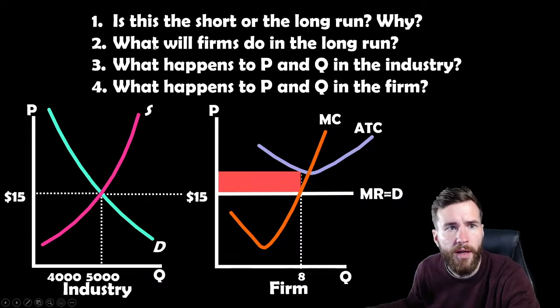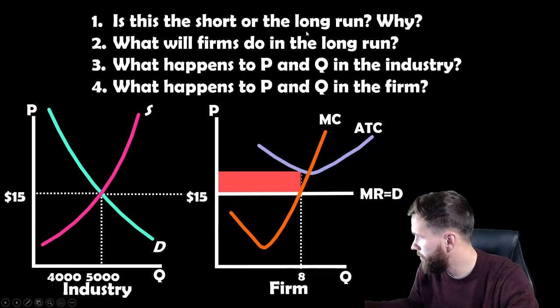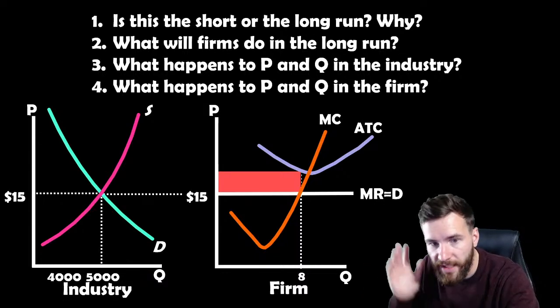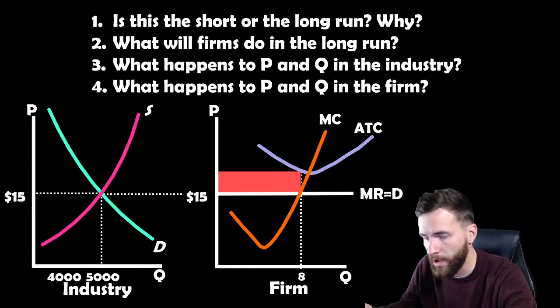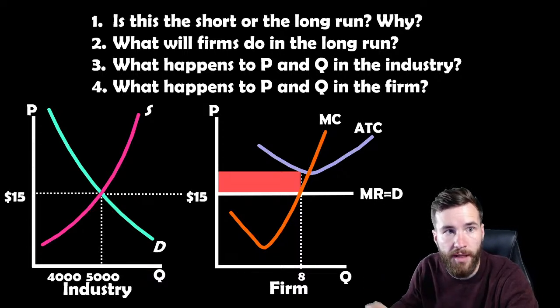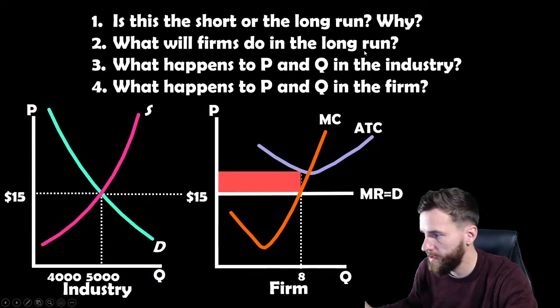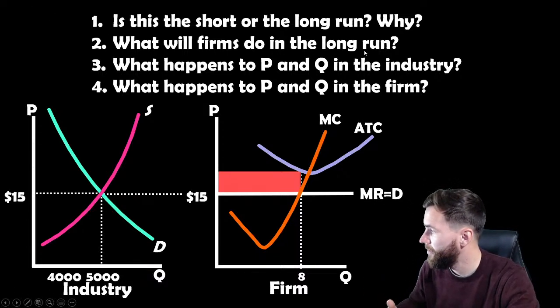But anyway, is this short run or long run? This is short run. It has to be short run because in the long run they're making normal profit, and this firm right here is making a loss. That's not normal profit. This has to be short run. So what will firms do in the long run? Tyler already answered it. They're going to leave.